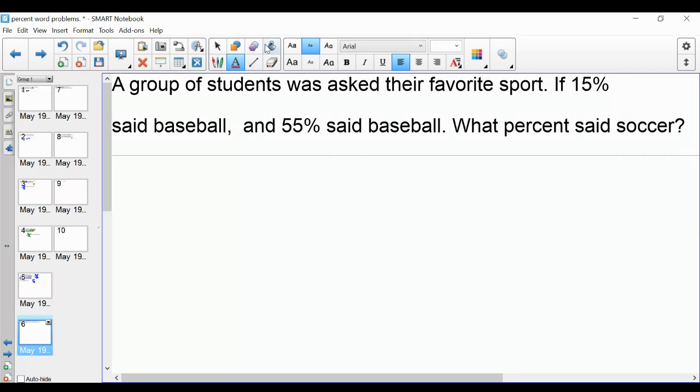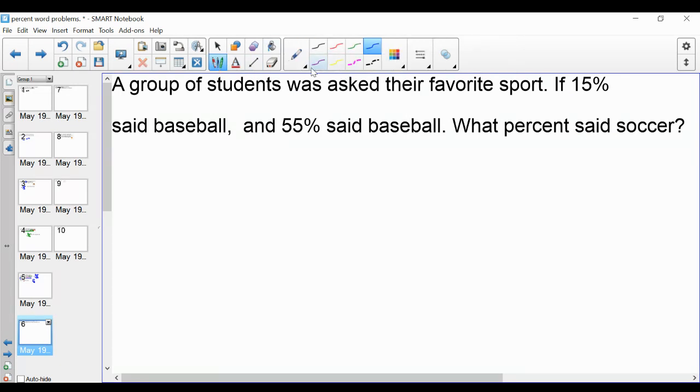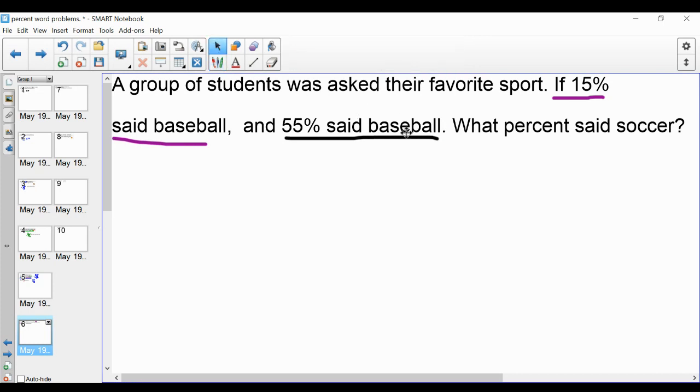A group of students was asked what was their favorite sport. 15% said baseball. 55, I'm sorry, they can't both be the same. We gotta change that.